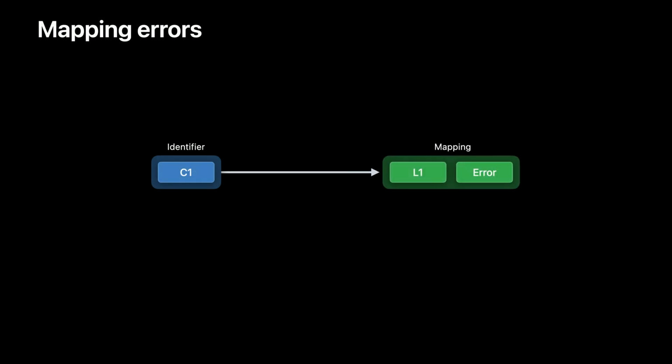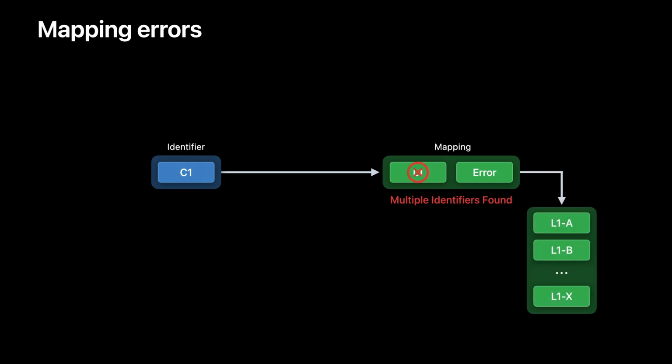The other type of error happens if we can't resolve an identifier mapping uniquely. In other words, there are multiple assets that match the provided cloud identifier. This can happen if the cloud state isn't totally in sync on this device and the library has to rely on the image content to find a match. In this case, the mapping object will have a multiple identifiers found error, and the error user info will contain the matching identifiers.